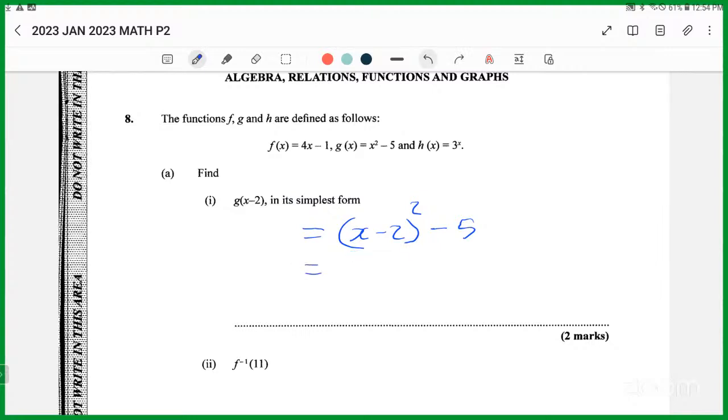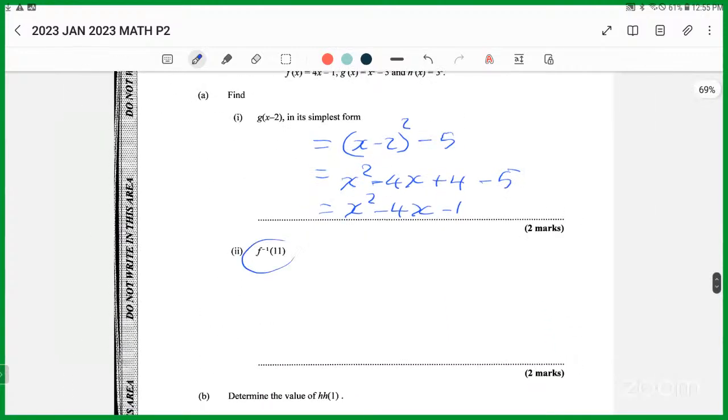Expand this, you get the first term squared is x squared. Twice the product is negative 4x. Second term squared is plus 4. Then subtract this 5 out here. It becomes x squared minus 4x, then 4 minus 5 is negative 1. That is it. The next one was f to the minus 1 of 11, sorry.